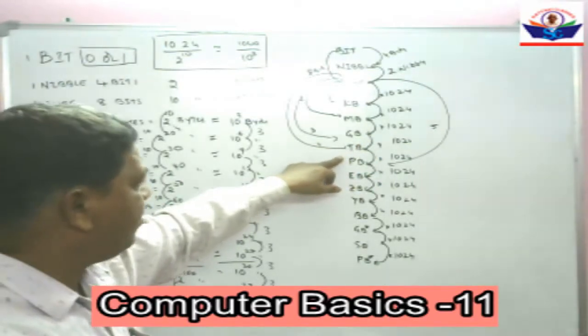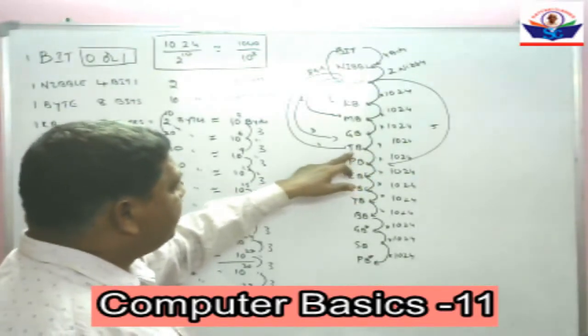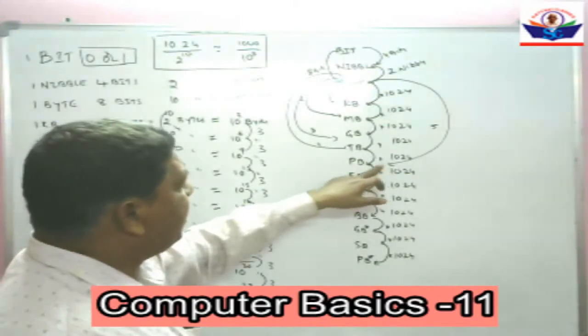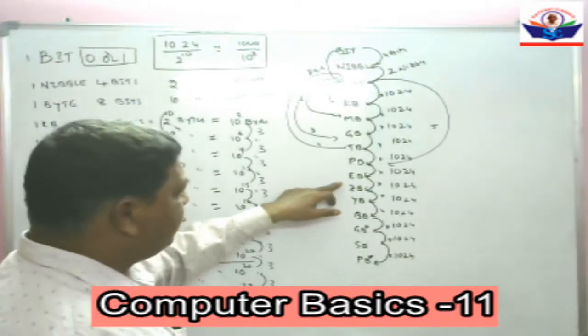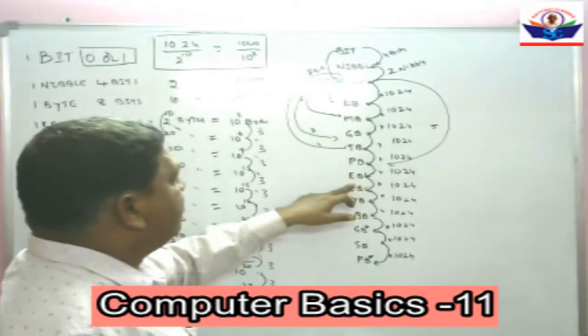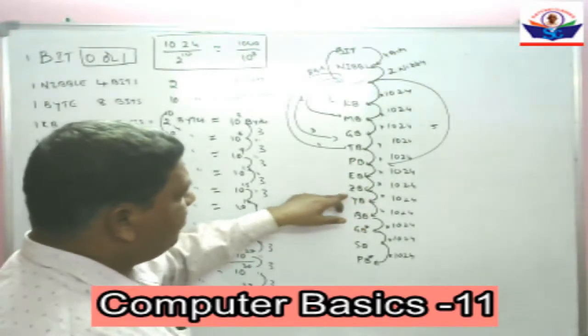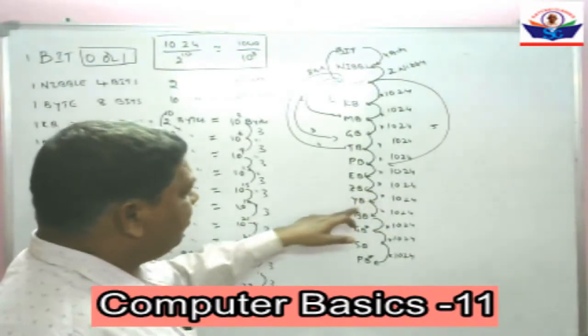If we multiply terabyte with 1024, it gives petabyte. If we multiply petabyte with 1024, it gives exabyte. If we multiply exabyte with 1024, it gives zettabyte. If we multiply zettabyte with 1024, it gives yottabyte.